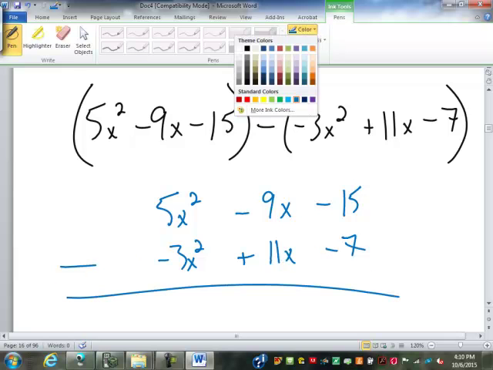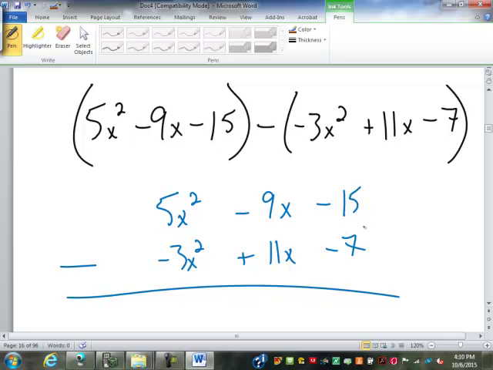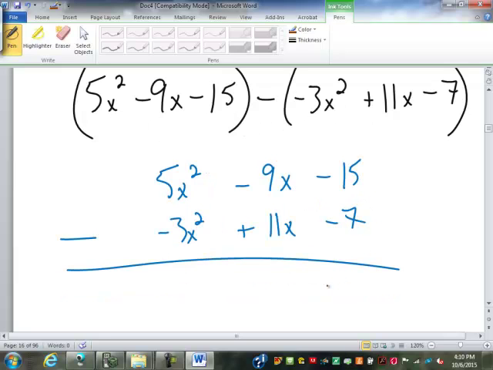Subtracting down the columns. Negative 15 minus negative 7. Negative 8. Very good. Negative 9x minus 11x. Negative 20x. And 5x squared minus a negative 3x squared. 8x squared. Very good.